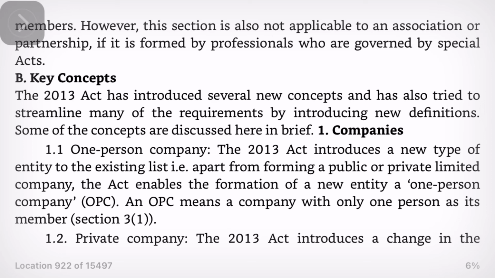Key concepts. The 2013 Act has introduced several new concepts, and has also tried to streamline many of the requirements by introducing new definitions. Some of the concepts are discussed here in brief. 1. Companies. 1.1 One person company. The 2013 Act introduces a new type of entity to the existing list, i.e., apart from forming a public or private limited company, the Act enables the formation of a new entity, a one-person company, OPC. An OPC means a company with only one person as its member. Section 3(1).